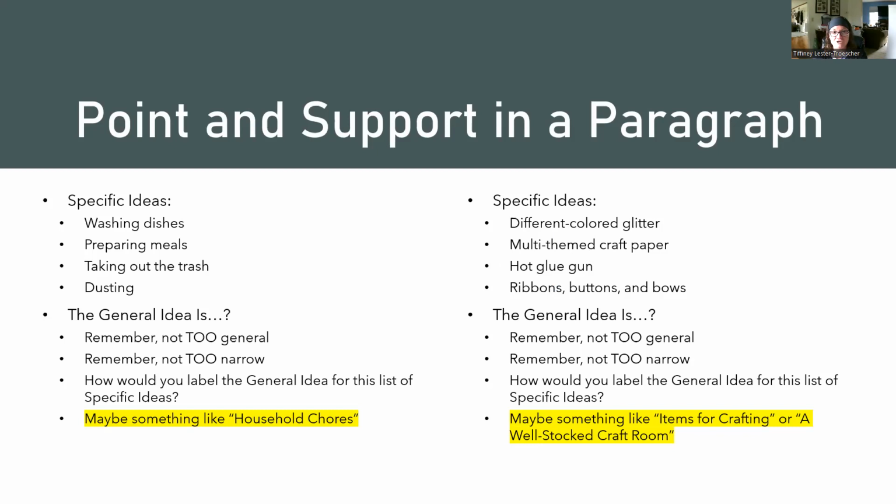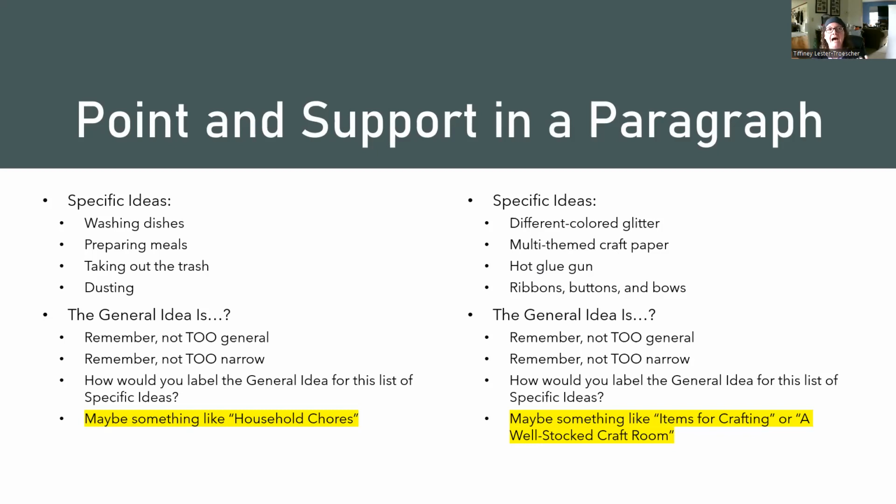Now, there are variations because, is that paragraph supposed to explain what you need for a well-stocked craft room? Or is it going to explain what your favorite crafting items are? We don't have that level of knowledge just yet. All we know is that these 4 ideas are going to be discussed in the body of the paragraph. What do they all have in common? Crafting. So as long as you're in that ballpark, then you're on the right track.